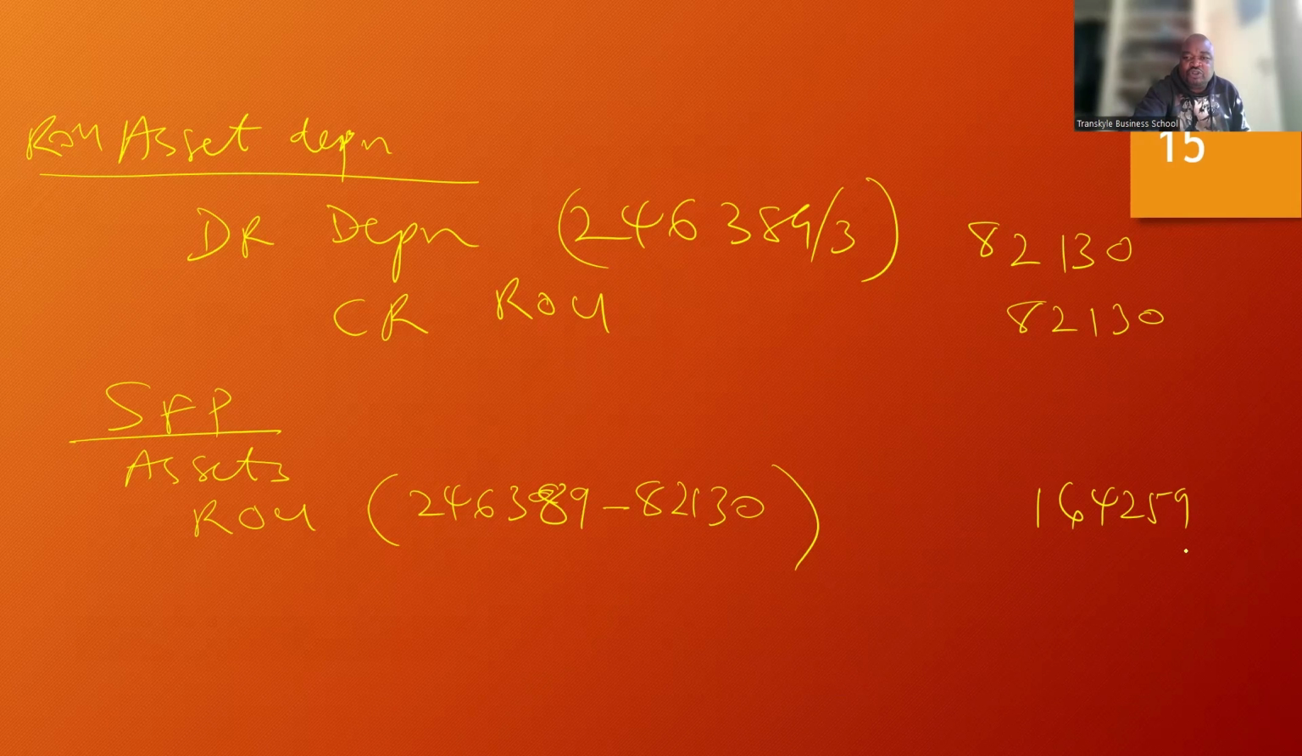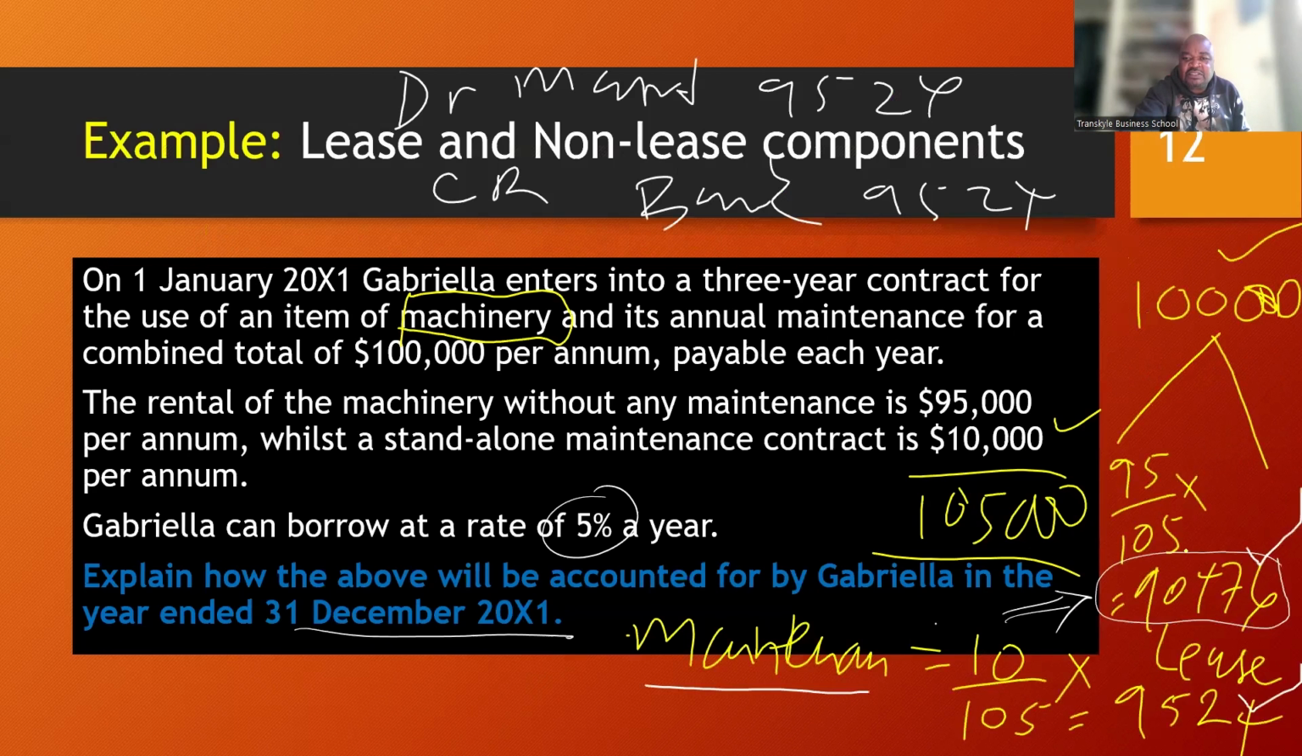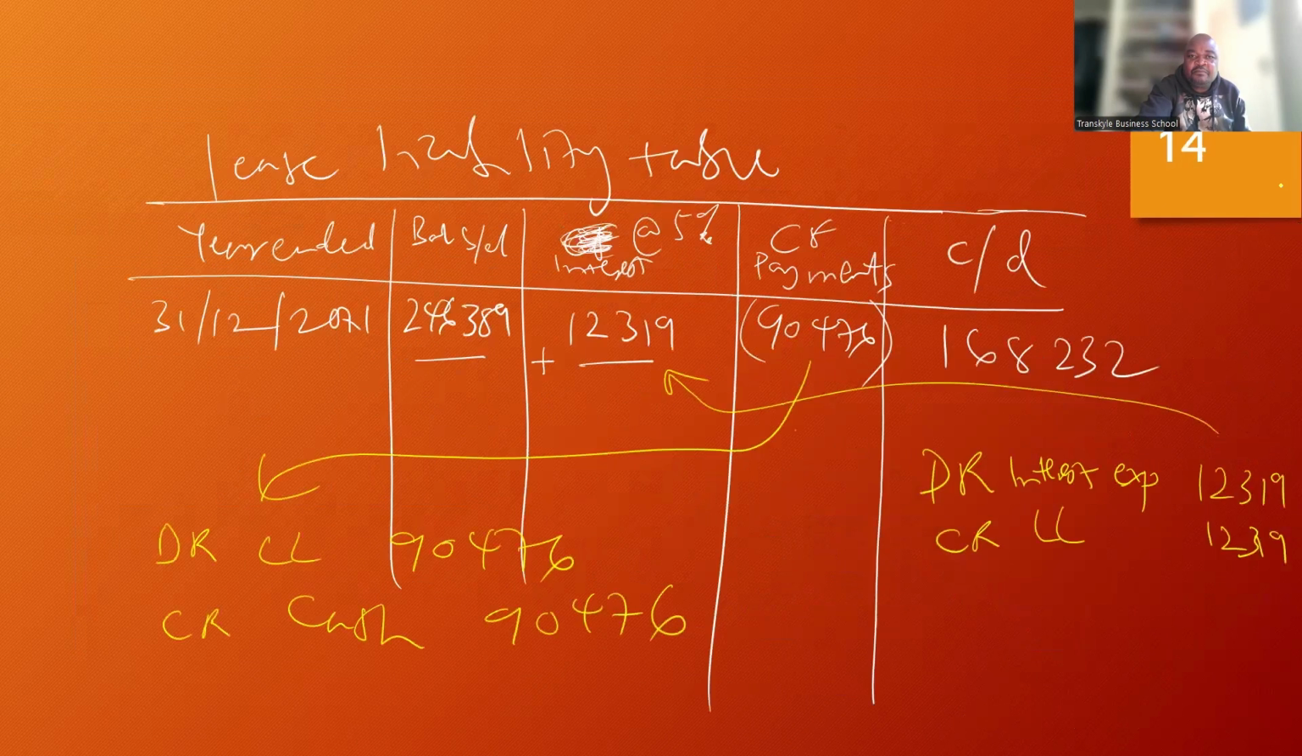The maintenance cost, we talked about that one. That one was a straightaway P&L, where we said this amount is going to be debited. We debit the P&L, the maintenance cost, 9,524, and credit the bank. So we are done. This question has been simplified.